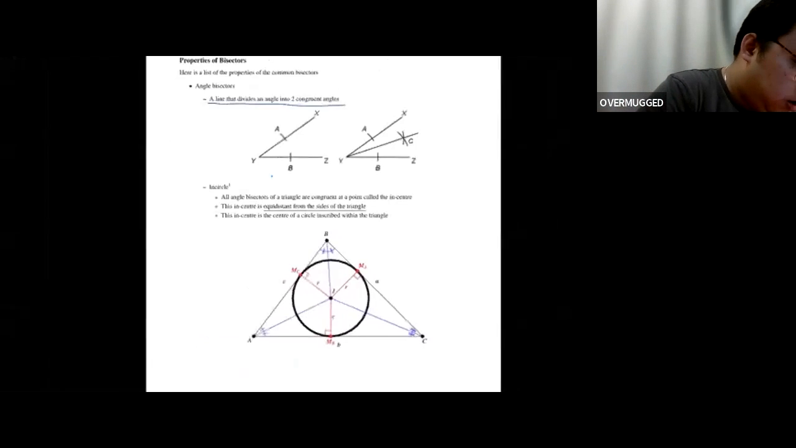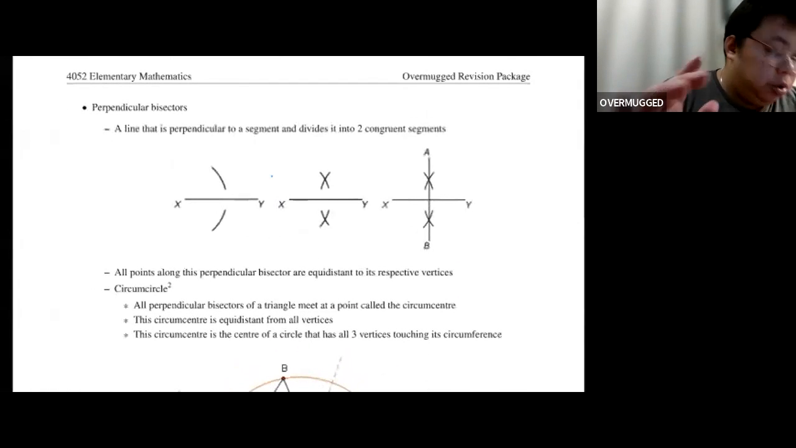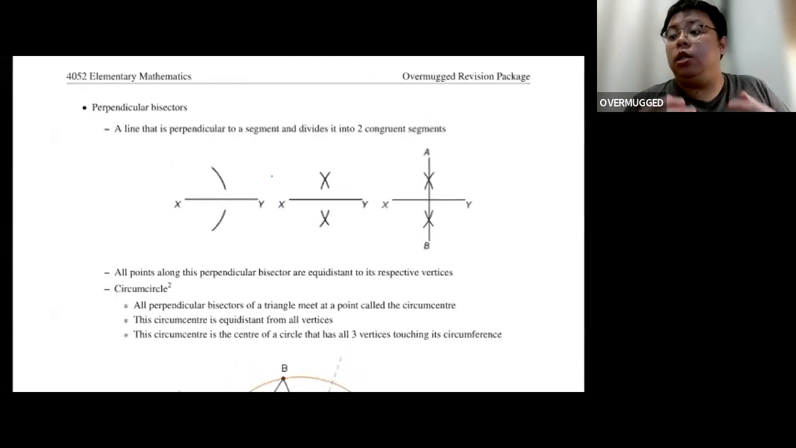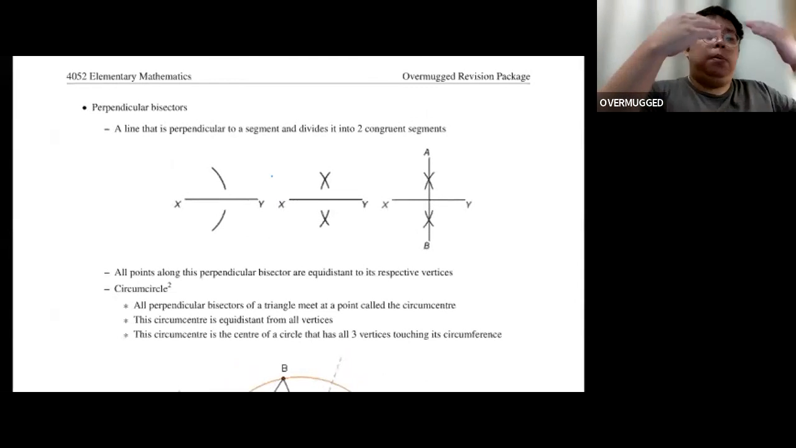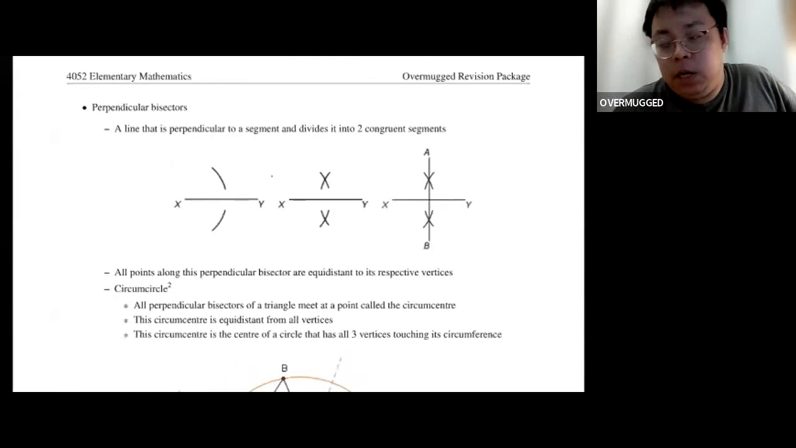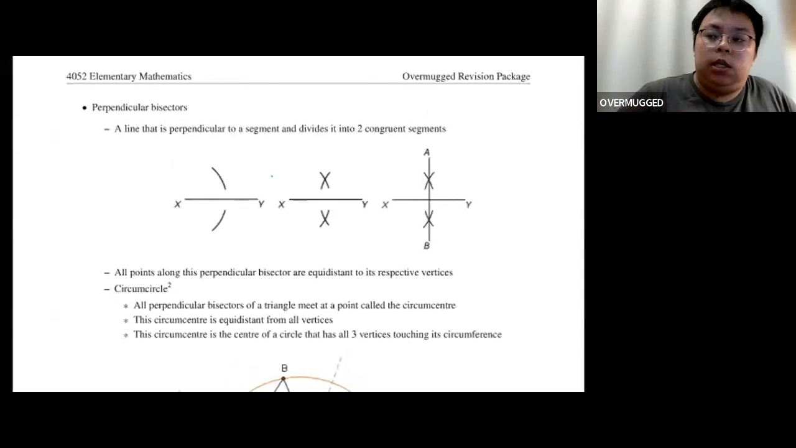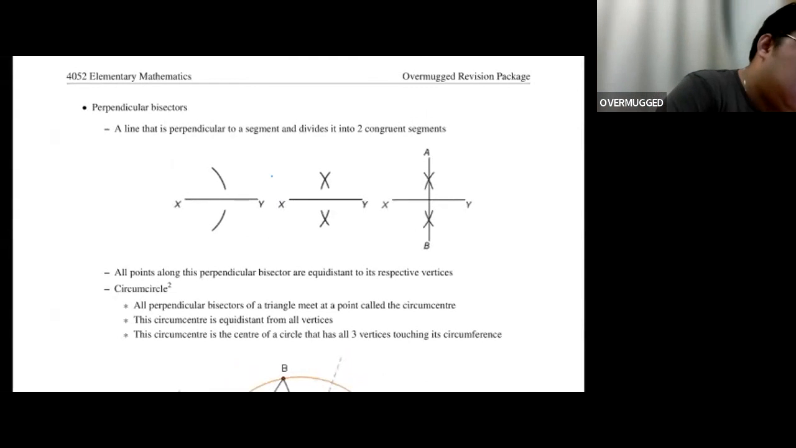Next, I'm going to talk about the perpendicular bisectors. So perpendicular bisector is the same concept. Now, perpendicular bisector means what? A perpendicular bisector is going to be a line that is obviously perpendicular, and this line must cut your line in half. I'll repeat again, in half.